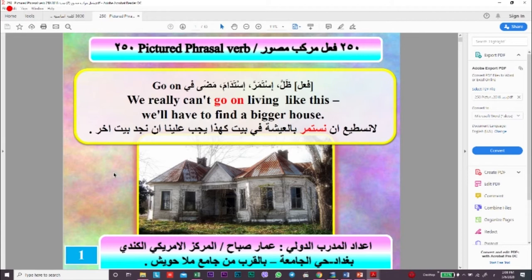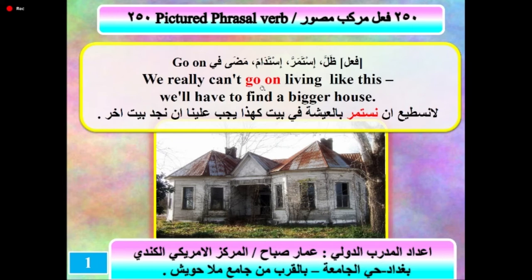واضح؟ فالgo on فعل. شو يجي قبله؟ قلنا is or am or was or were، أو يكون مستمر إذا كان is going, was going. أما شو يجي قبله فعل مساعد modal verbs: can go on, must go on. أو يجي قبله مباشرة فاعل أو اسم. فنشوف هنا المثال: We really can't go on living like this, نحن حقا لا نستطيع أن نستمر بالعيش مثل هذه الطريقة. We'll have to find a bigger house, بيت أكبر. واضح؟ فالcan't من ضمن الأفعال المساعدة modal verbs تأخذ فعل مجرد خالي من الإضافة، go on.